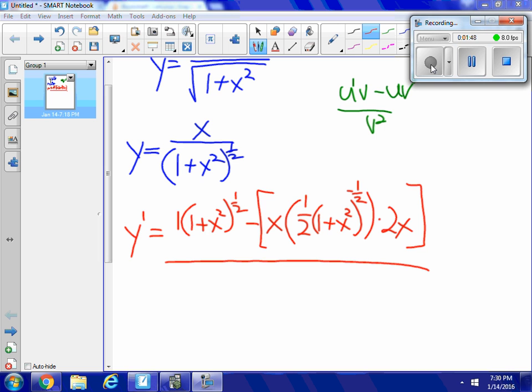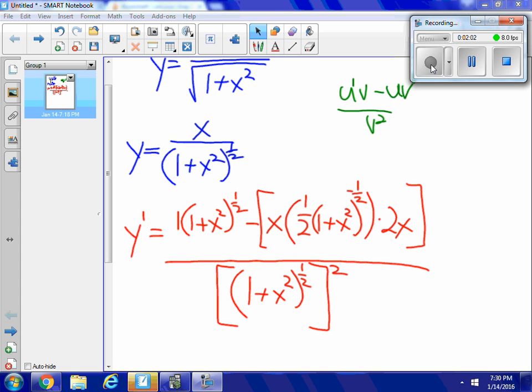All of that is over ((1 plus x squared) to the 1/2) squared. If you're uncertain, especially about this part here where I use the chain rule, just go back and think about how you're going to do the derivative of that piece right there.